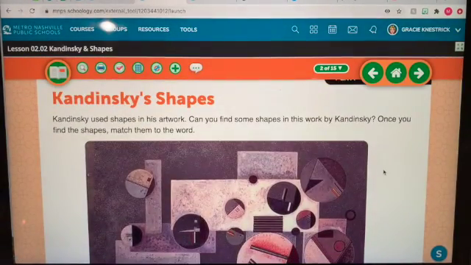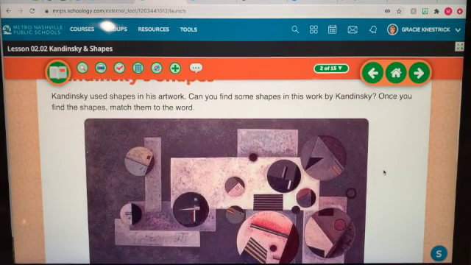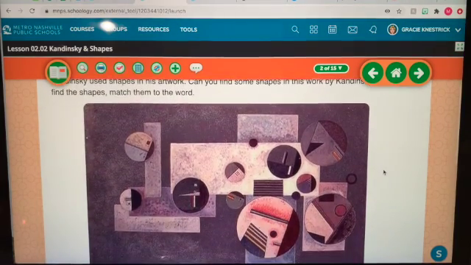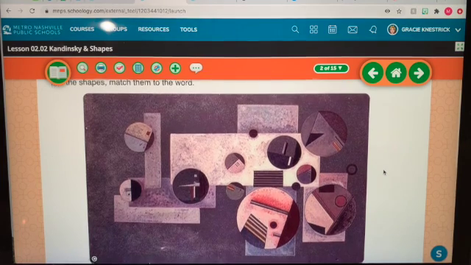So we've already talked a little bit about Vasily Kandinsky. Kandinsky was the artist that we talked about when we were listening to music and talking about lines, but Kandinsky was also really known for the shapes that he used. So he used lots of shapes in his artwork. What are some of the shapes you guys see in this picture?